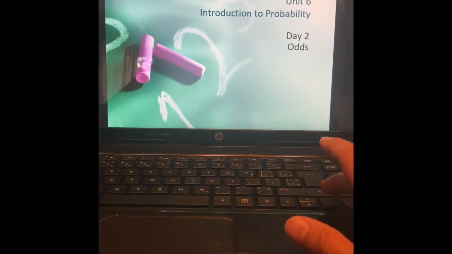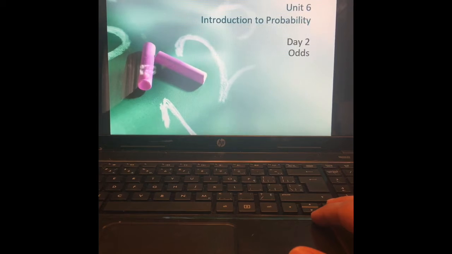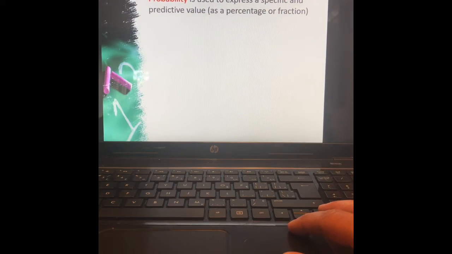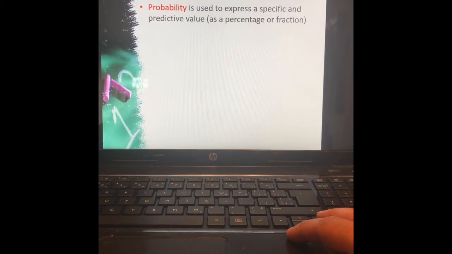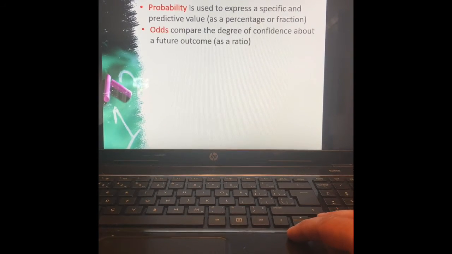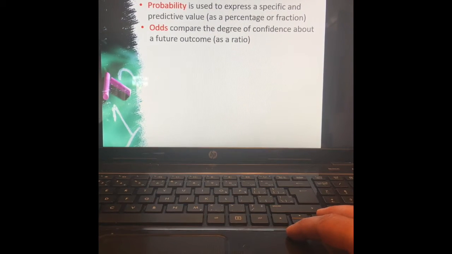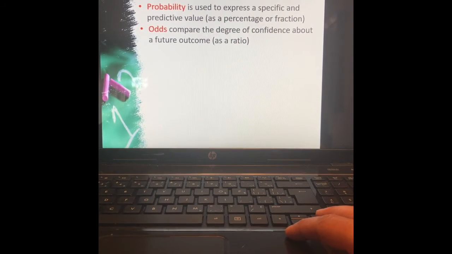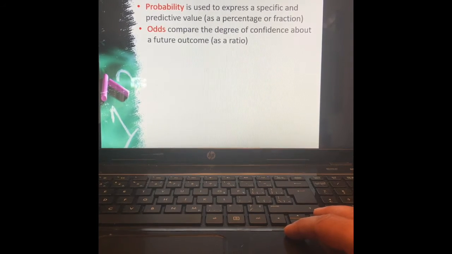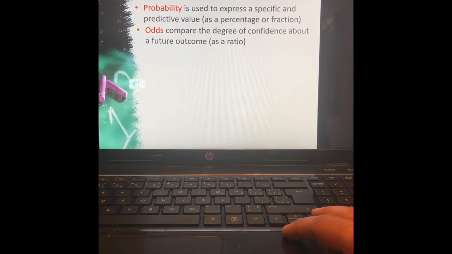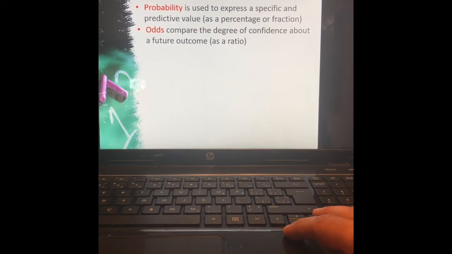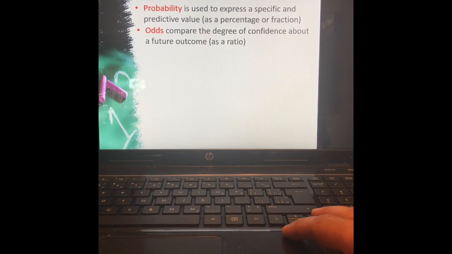So day 2, odds, a slight variation on probability and slight variation on anything we've done thus far in the year. So remember, probability is used to express a specific and predictive value as a percentage or a fraction. So it's what you want divided by all possible events. That's probability. Odds compares the degree of confidence about a future outcome as a ratio. So with odds, it is the number of ways the event you want can happen. So it's still the numerator of probability, still the same. So ways that the thing you want happens in ratio to the ways the thing you want to not happen.